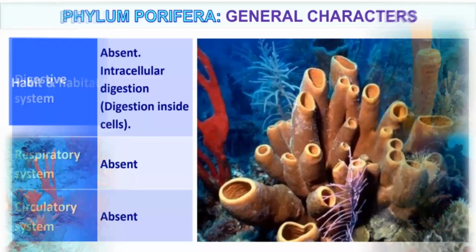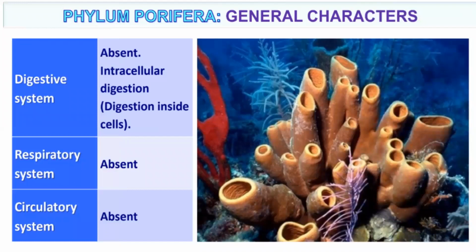Next is digestive system. Now this is single cellular level. We are just talking about cells. There is no tissue, no organ, no system. So where will they have a digestive system? They don't have one. Digestive system is absent. Intracellular digestion: digestion is inside the cells. Every cell will do digestion. Respiratory system absent. No circulatory system.